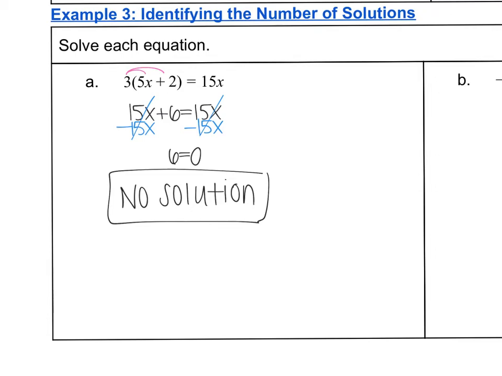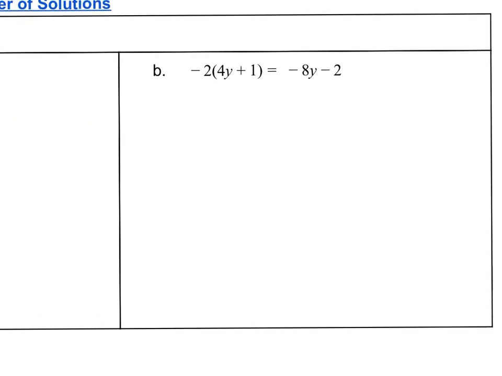Let's try the same thing on the next one. Again, I'm going to start by distributing. So I'll distribute here, and I'll end up with negative 8y minus 2 equals negative 8y minus 2. You might already notice something, but let's keep solving. I'm going to move this negative 8y by adding 8y to make it cancel. And when I add 8y to this side, it also cancels. And I'm left with negative 2 equals negative 2.